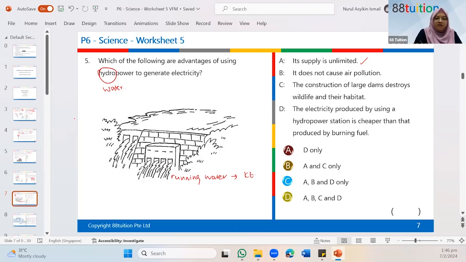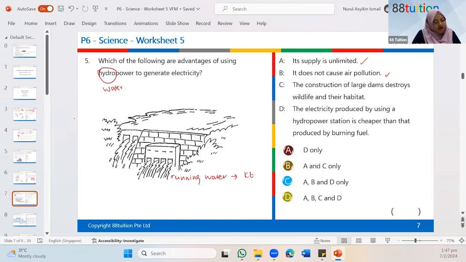It does not cause pollution. Yes, because what you need is just water. You're not burning fuels, releasing smoke, releasing carbon dioxide, releasing greenhouse gases. So it's just running water through a water wheel or a turbine. So B does not cause air pollution.